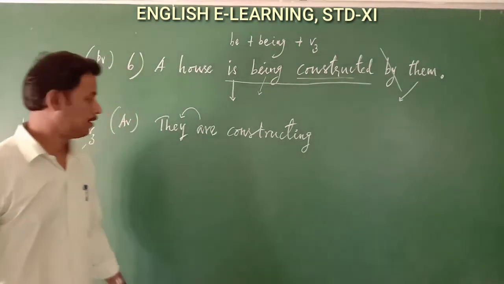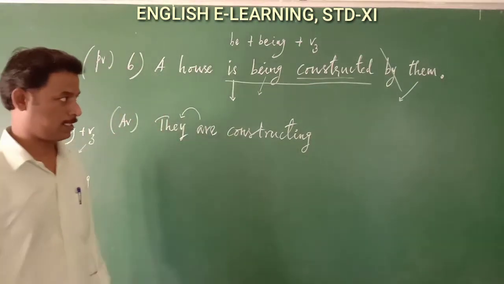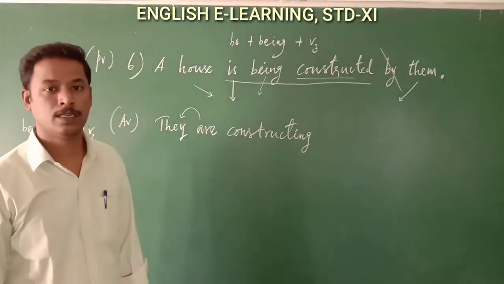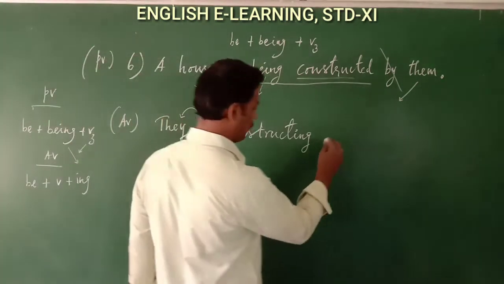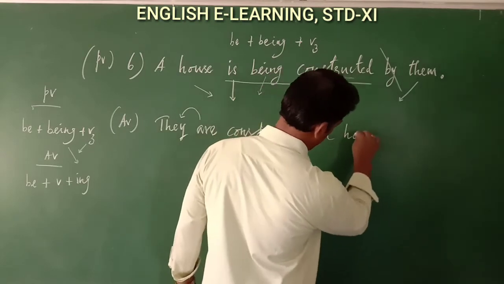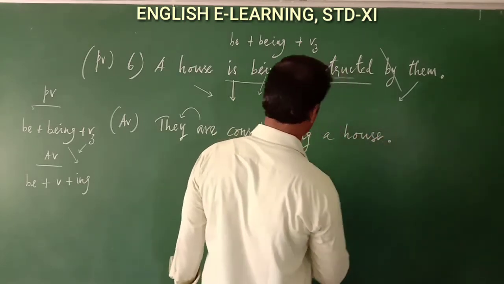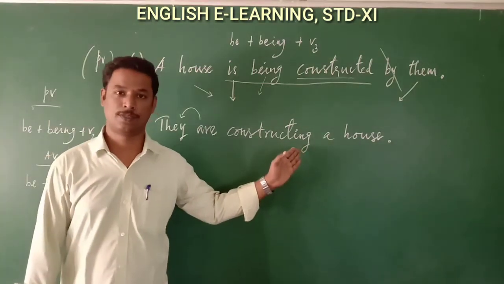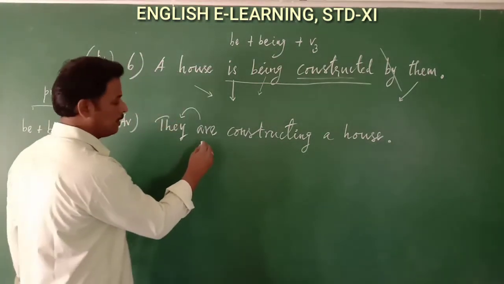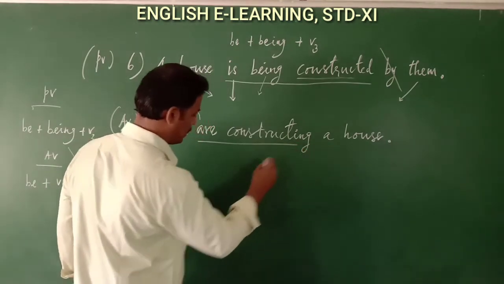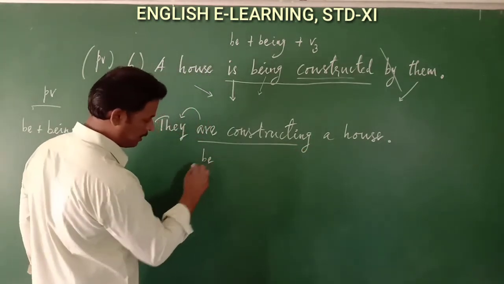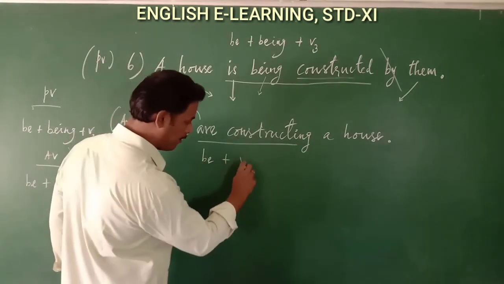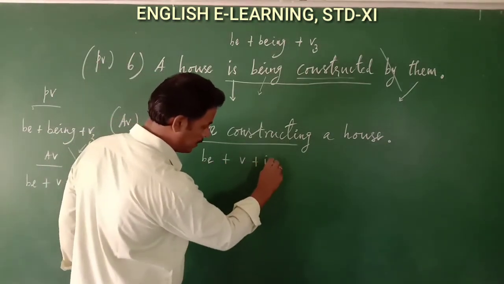Right? Now read it. They are constructing, remaining, the subject is converted as an object: a house. Now read it. They are constructing a house. Okay. If you analyze this verb pattern, constructing, this comes under the category be plus verb plus ing.